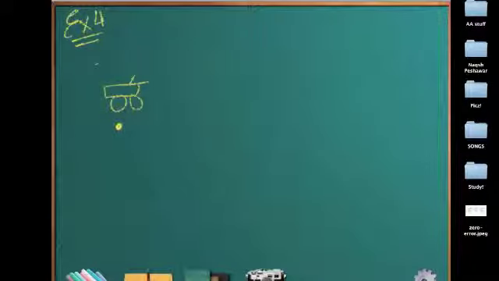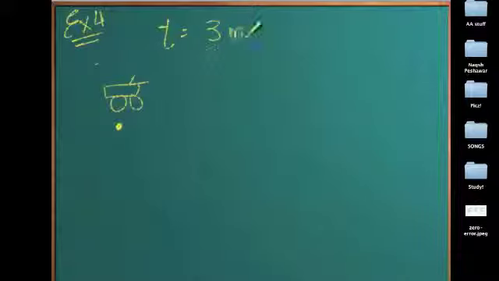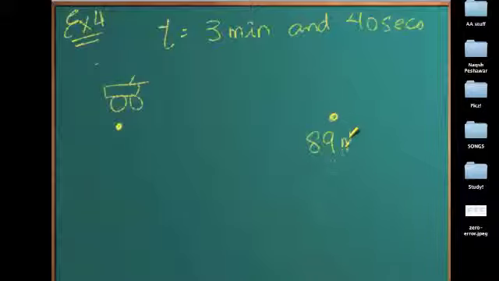And I'm saying that I take a time of 3 minutes and 40 seconds, and I travel a distance of 89 meters. Part A asks me to find the average velocity.